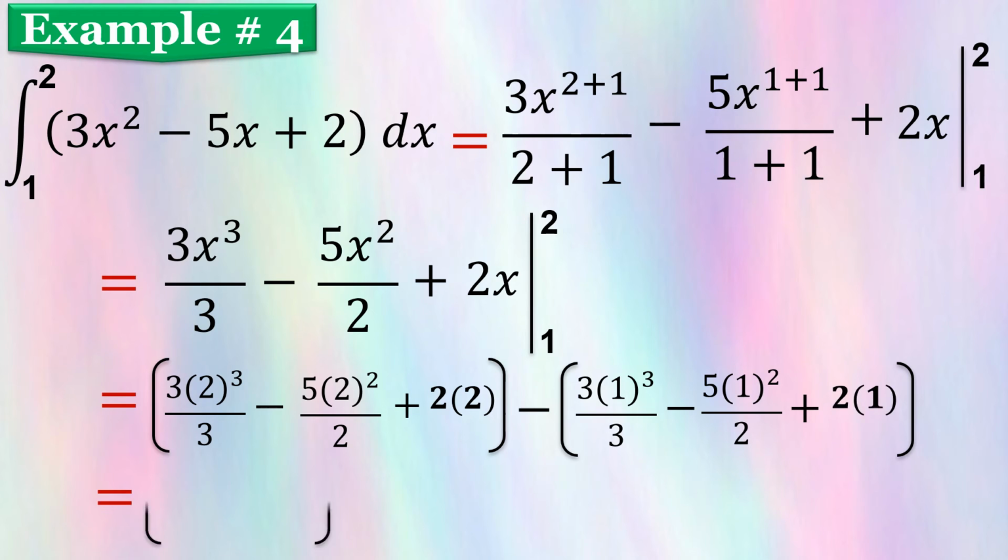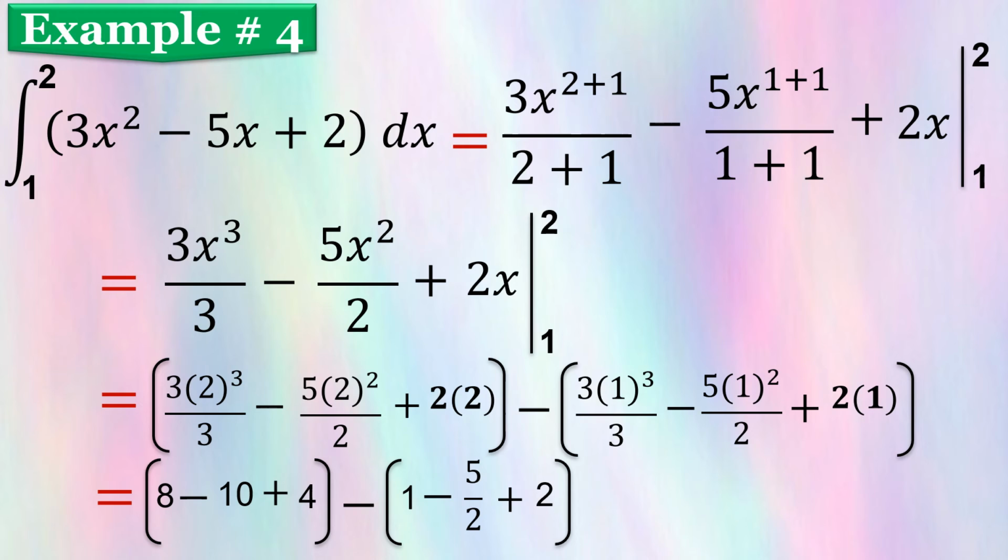plus 2 times 1. Simplifying further, we get 8 minus 10 plus 4 minus 1 minus 5 over 2 plus 2. So simplifying further, we have 2 minus 1 half, which is equal to 3 over 2, or 1 and 1 half. But I prefer to write 3 over 2.